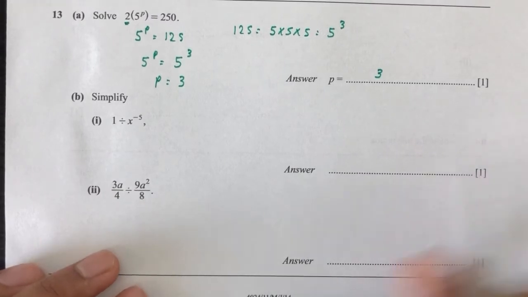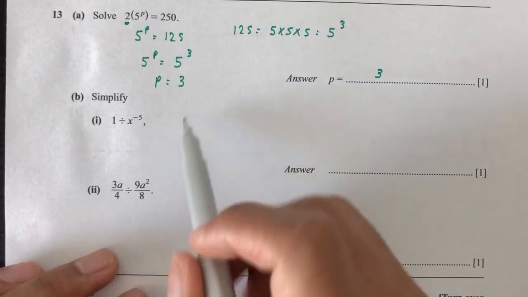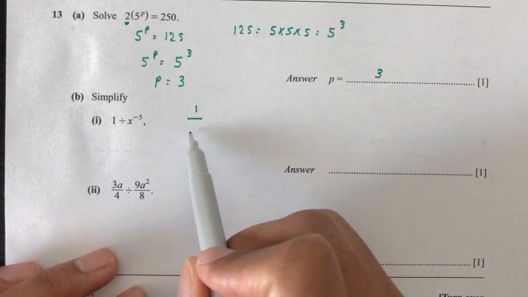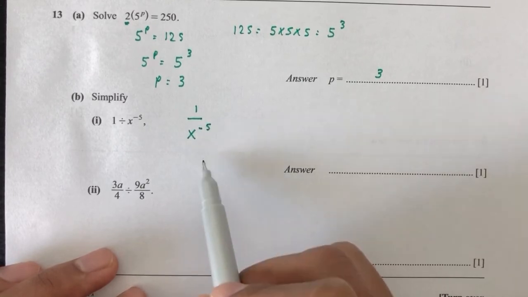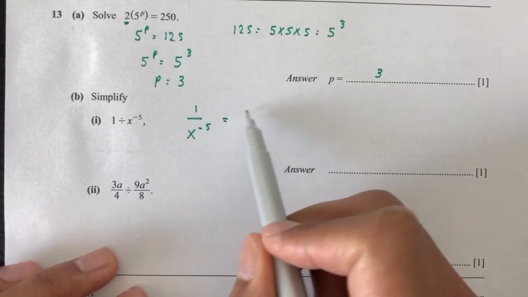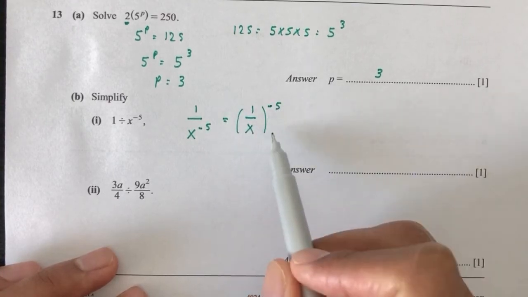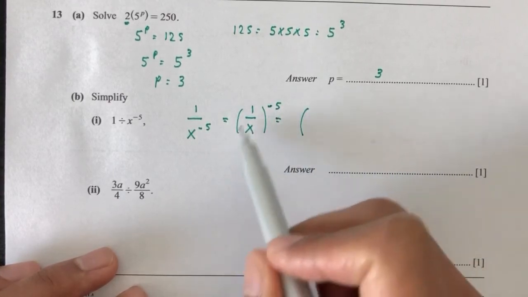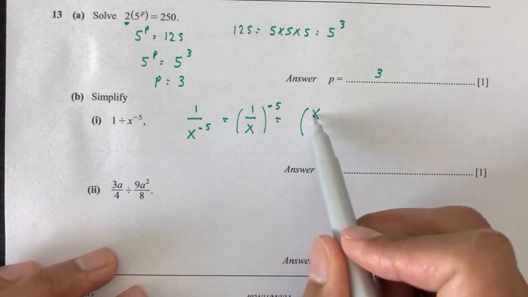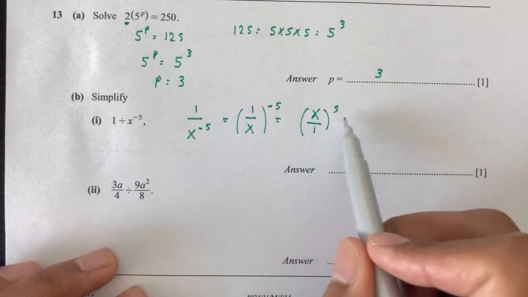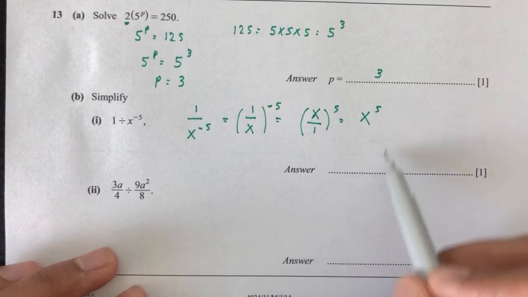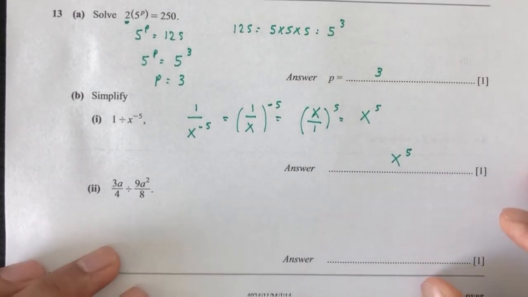Now part B, simplify this. So it is 1 divided by x power minus 5, which is the same as 1 divided by x to the minus 5. So we can invert them. It will be x power 5. This will be your answer.